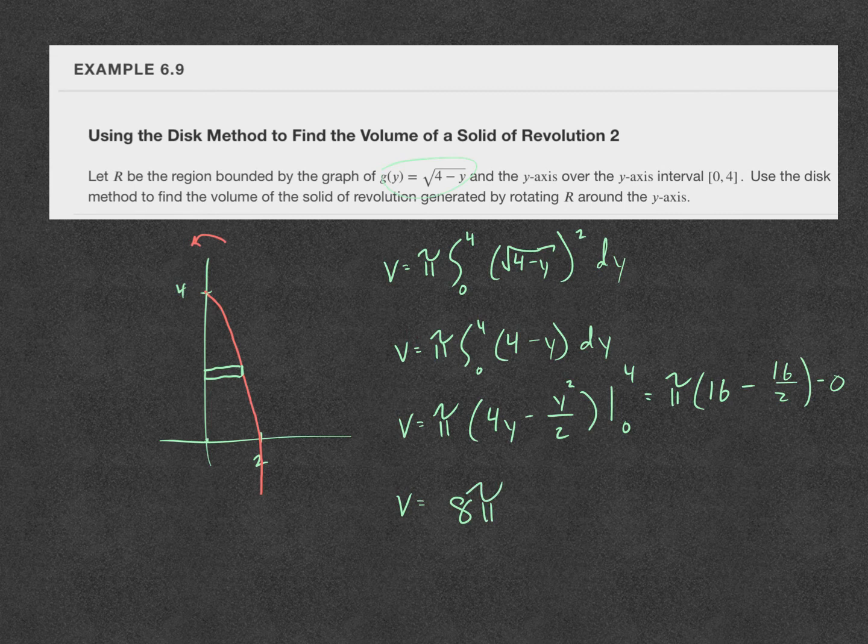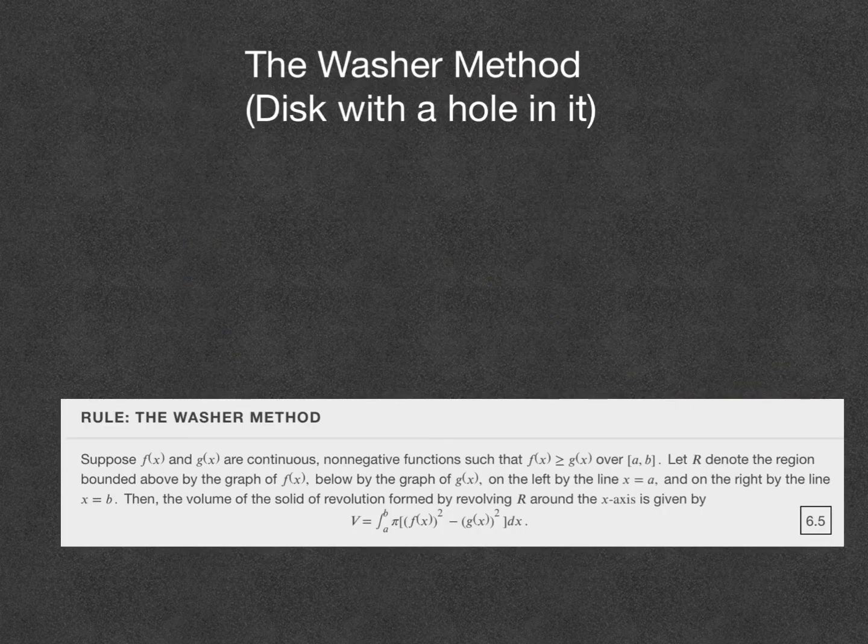And I didn't even draw this one in 3 dimensions, but again, in OpenStax, it's in 3 dimensions. This looks like a bowl opening downward when you have it in 3 dimensions. But we have the volume is 8 pi cubic units. And now the last piece to this section is called the washer method, but really it's not anything new. It's just a disk with a hole in it. Okay, so this is the same method to my mind.